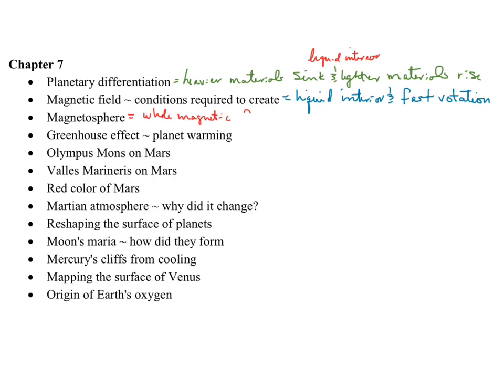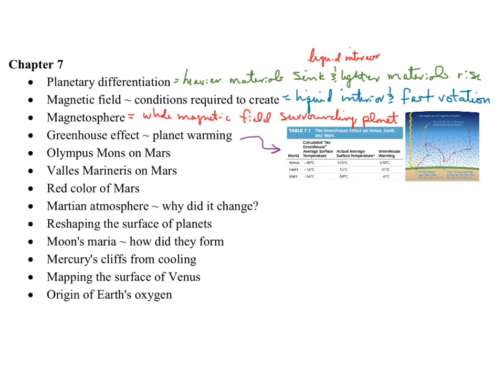The next term goes along with that. We call Earth's magnetic field its magnetosphere. And when we talked about the Jovian planets in the next chapter, Jupiter has a crazy, humongous magnetosphere as well. But the magnetosphere is basically the magnetic field that surrounds the planet. The Earth in particular is protected by our magnetosphere from harmful charged particles coming from the sun.